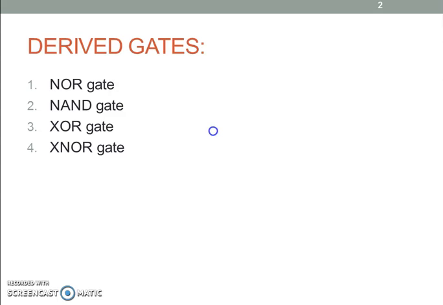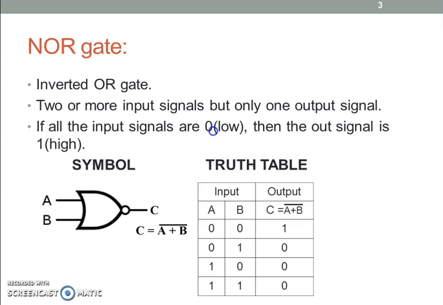Derived gates are the gates constructed using the basic gates. Derived gates are further classified into four types: NOR gate, NAND gate, XOR gate and XNOR gate. Move on to the first type of derived gates, the NOR gate.